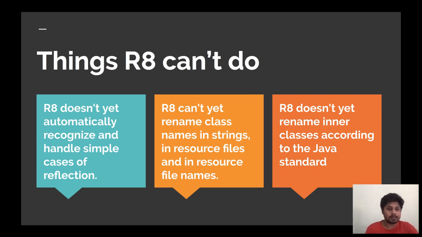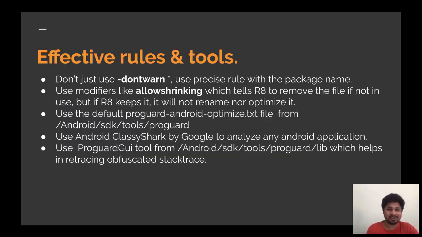So now, according to me, these are some effective rules and tools that you can use while building your application. First of all, don't just use -dontwarn with an asterisk, because it may prevent any build time warnings from showing, including the warnings that are really required while building your application. So it is better to use precise -dontwarn rules with the package names.